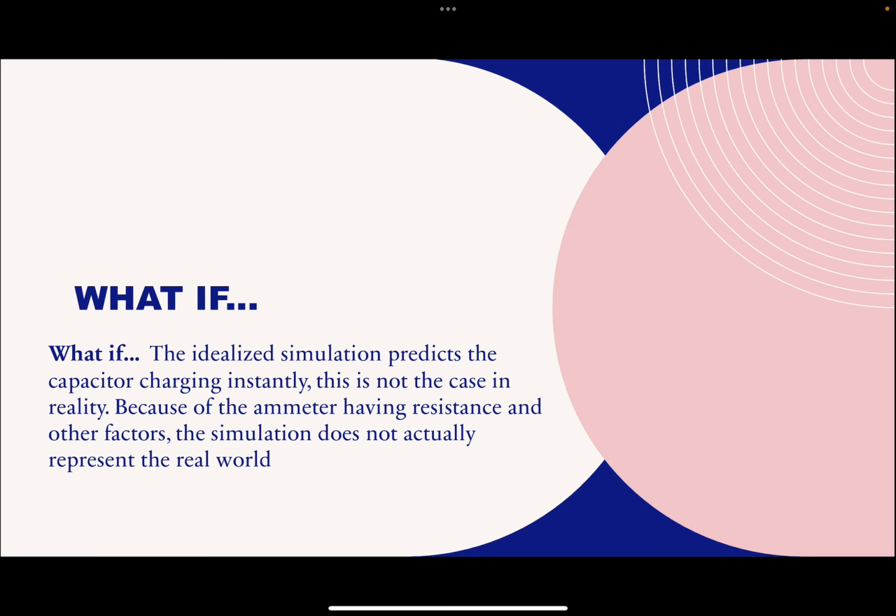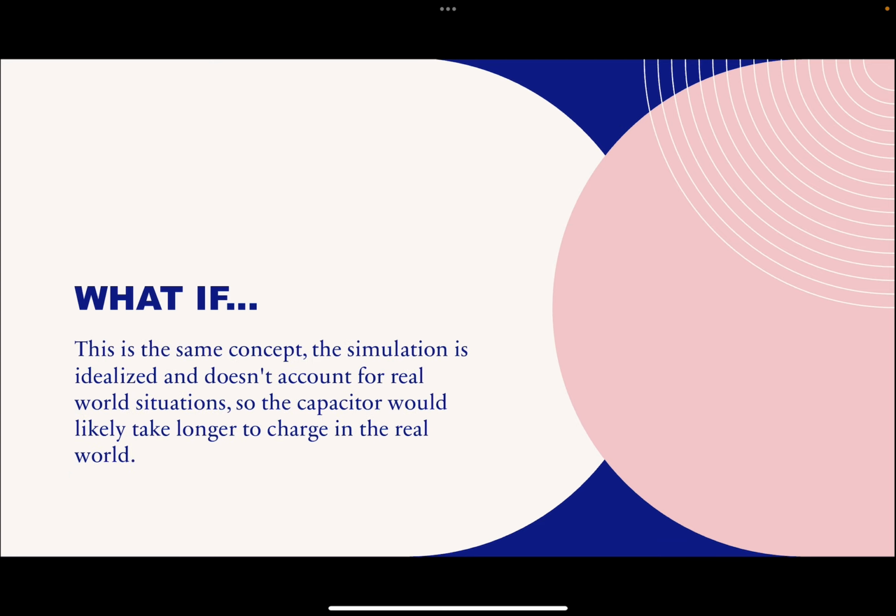So for our what-if questions, the idealized simulation predicts the capacitor charging instantly, and this is not the case in reality, because of the emitter having resistance and other factors; the simulation does not actually represent the real world. And for the same concept for the second question, the simulation is idealized and doesn't account for real-world situations, so the capacitor would likely take longer to charge in the real world than it did in the simulation.